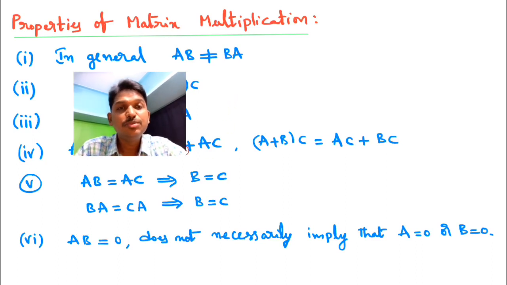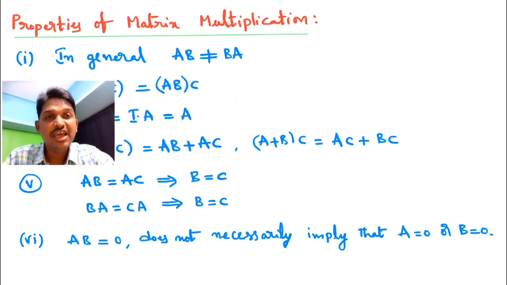See, in the algebra of matrices, in addition of matrices, A plus B is the same as B plus A, but A minus B is not equal to B minus A. Here, AB is not equal to BA.